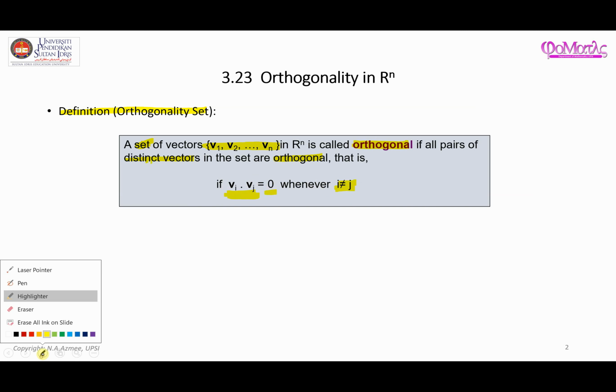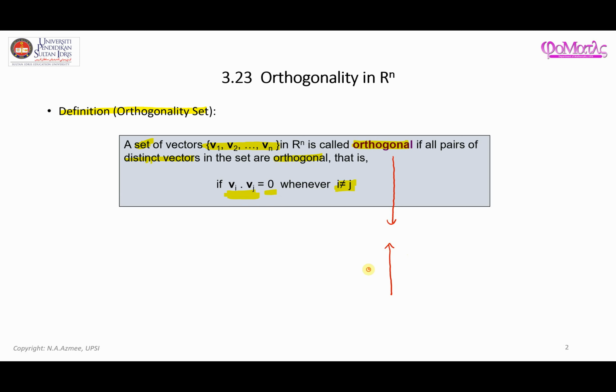Now, when we talk about the graphic representation of orthogonal vectors, it means that if, for example, you have this vector here in this direction, so this is vector i, and another vector in this direction, let's say this is vector j, then the angle between these two vectors is 90 degrees. So that is the graphic representation of vectors being orthogonal.